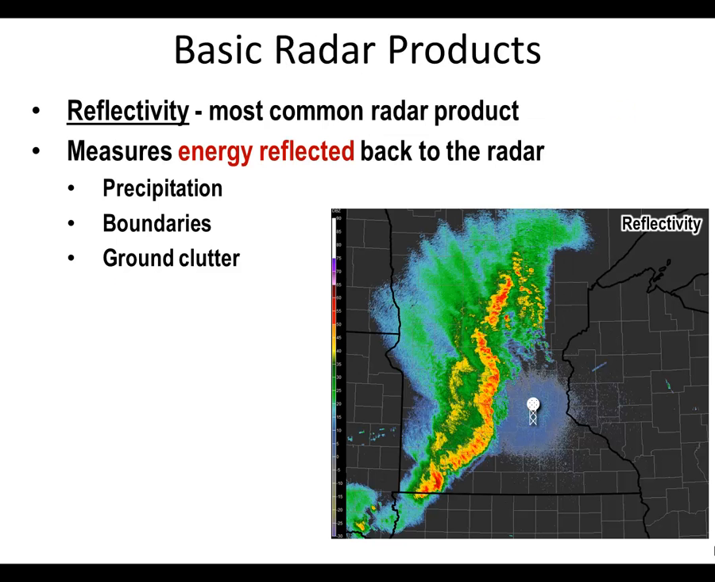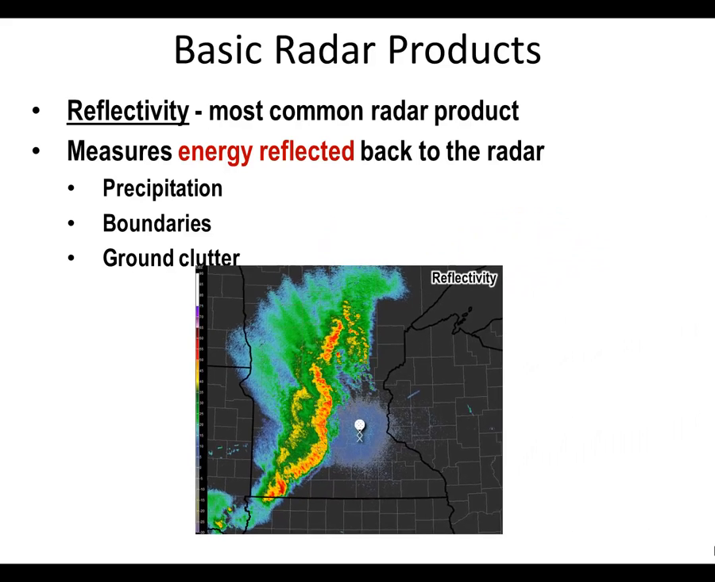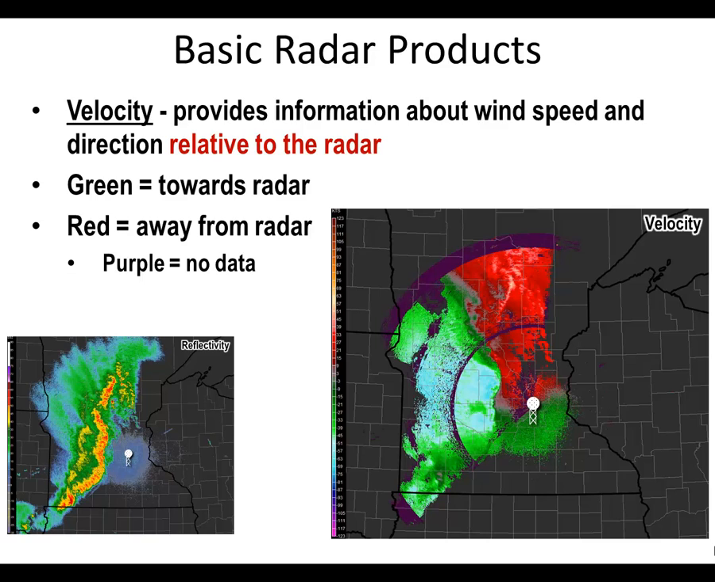Next, we're going to talk about 3 basic radar products. The first is reflectivity, which measures the energy reflected by the storm back to the radar. Next, we'll look at velocity, which measures wind speed and direction in a storm relative to the radar. Green is going towards the radar, and red colors are moving away from the radar.